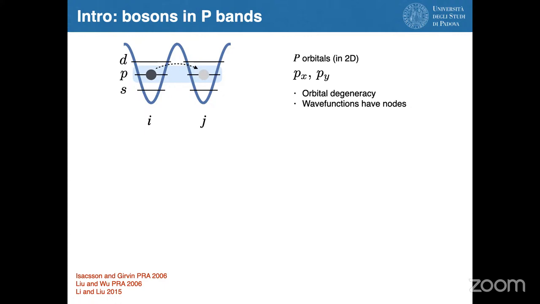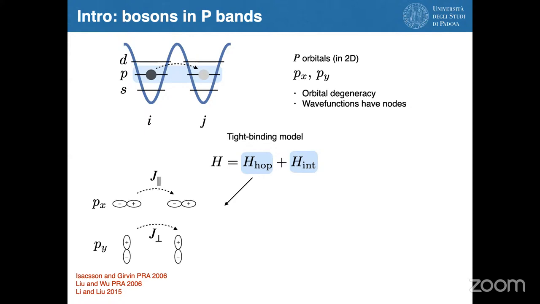In p bands, differently from the lowest band, now you have, for example, in 2 dimensions, 2 orbitals, px and py. So there is orbital degeneracy and an orbital degree of freedom coming up. What does the tight binding model look like, and the corresponding physics originating from it? Well, the hopping part is just orbital hopping. There can be, of course, different amplitudes depending on whether it's the px orbital or the py orbital.